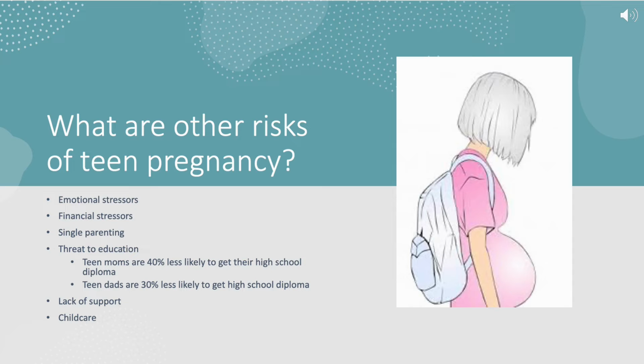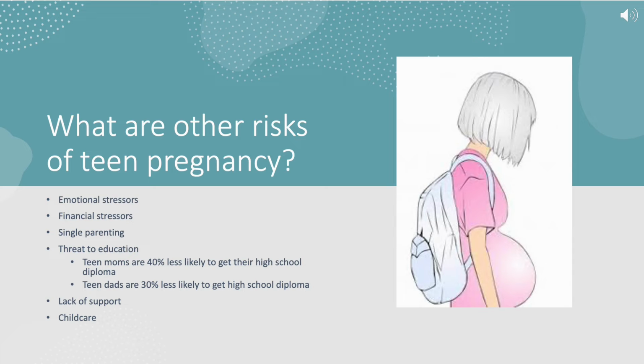Teen moms are 40% less likely to get their high school diploma than the average population. They only get their high school diploma approximately 50% of the time, whereas the normal population gets it 90% of the time, and teen dads are 30% less likely to get their high school diploma than the normal population.